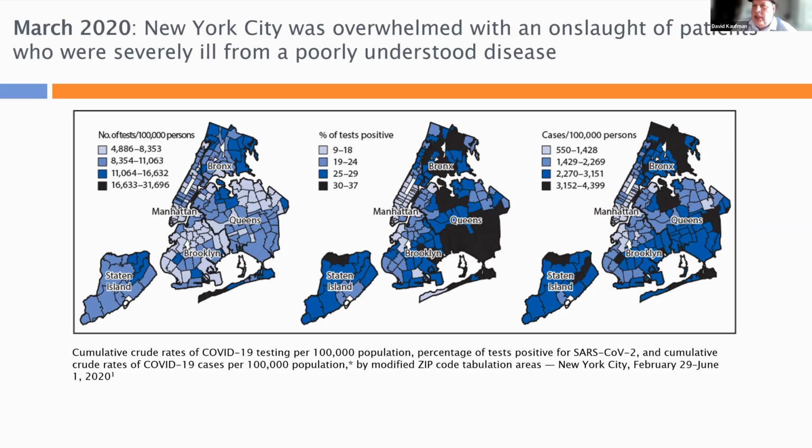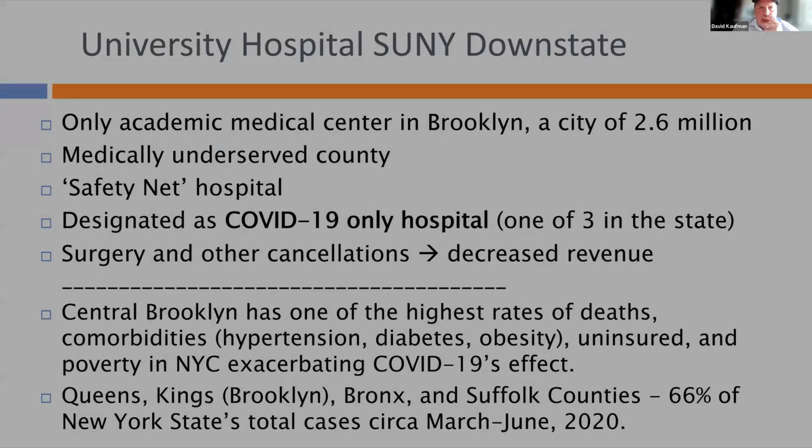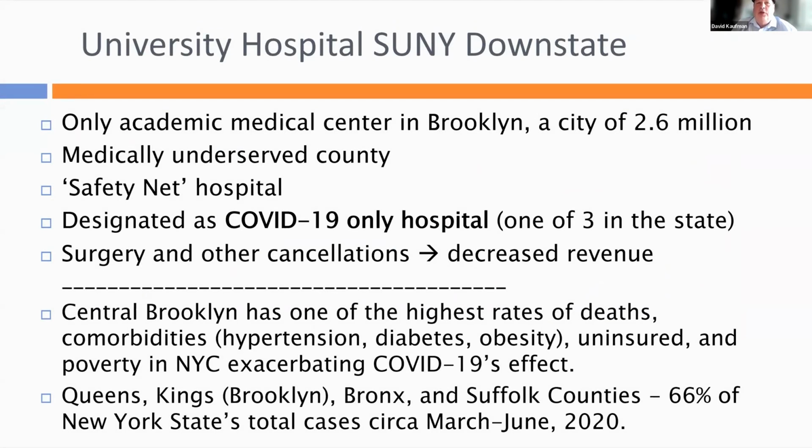I work in a small independent safety net hospital. I'll talk to you about what all those things mean. It's in a lower resourced area, and frankly, in a lower resourced hospital. So those are some of the challenges. University Hospital SUNY Downstate is the only academic medical center in Brooklyn. It's a city of 2.6 million. I think that would make it the third biggest city in Canada. It's a medically underserved county, a safety net hospital, and we'll talk about that. It was designated as a COVID-only hospital, only one of 3 in New York State.